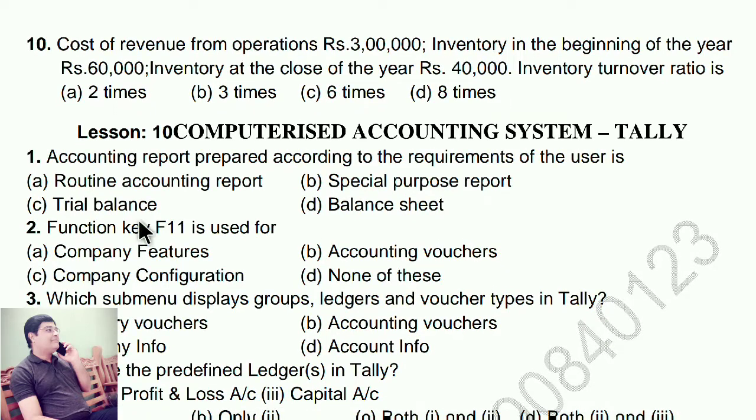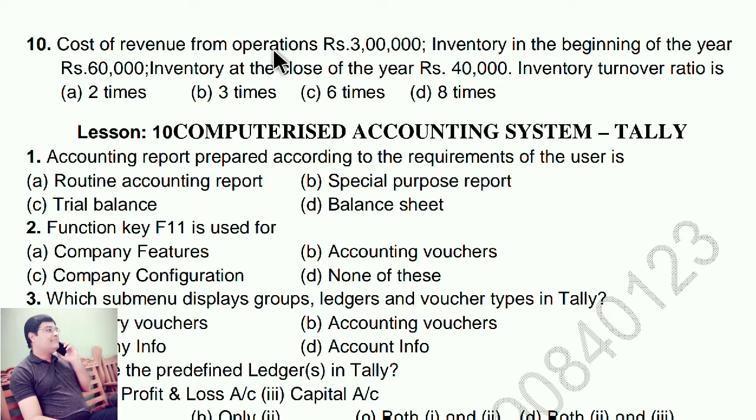10th question. Cost of revenue from operation is 3 lakh. Inventory at the beginning of the year is 60,000. Inventory at the close of the year is 40,000. You have to calculate the inventory turnover ratio. The formula is cost of revenue from operation divided by average inventory. Once again I repeat the formula: cost of revenue from operation divided by average inventory.